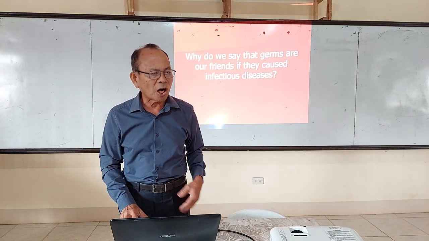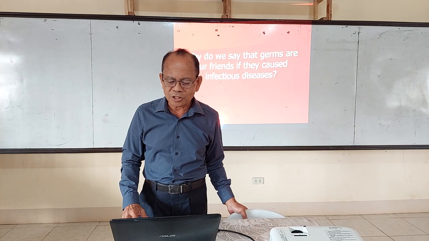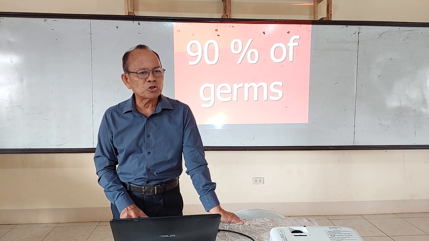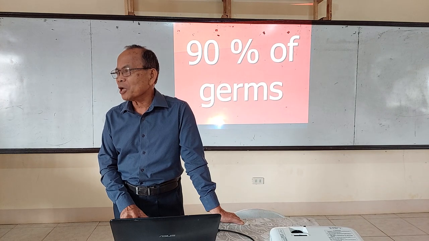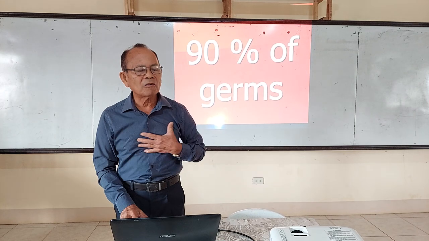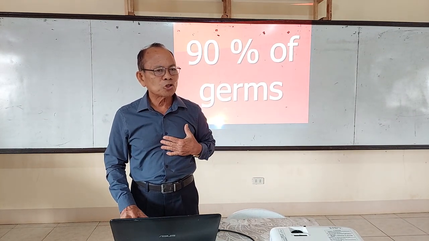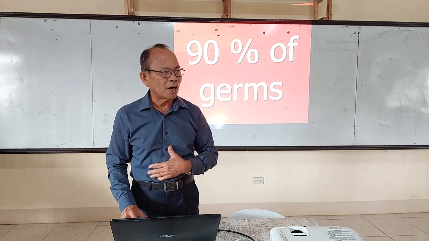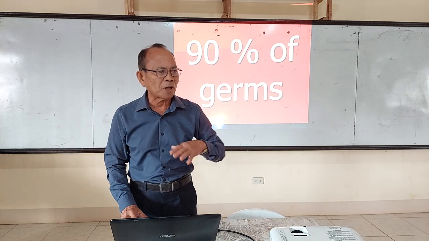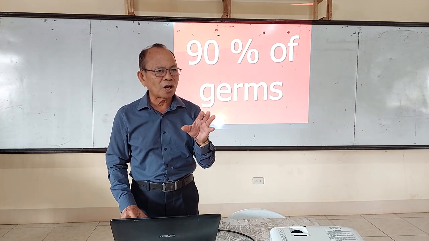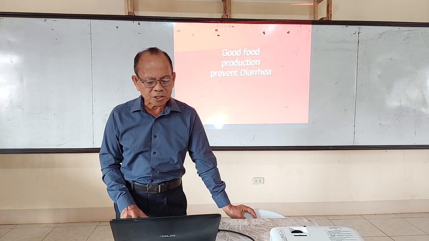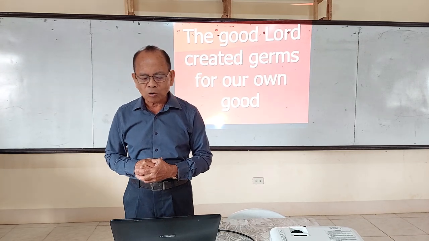And why do we say that germs are our friends in our title? If they cause infectious diseases, why do you say that germs are our friends? Ladies and gentlemen, 90% of germs actually are friendly. Only 10% could hassle us. And they could only hassle us, especially if they are in the wrong location. Our lungs are not the right place for microorganisms. So when they enter that location, then you have a problem. You may have pneumonia. And in our stomach, there are some bacteria. And you know, when you take antibiotics, sometimes you have some problem. Why? Because antibiotics will not distinguish the good bacteria from the bad bacteria. Okay? So good bacteria prevent diarrhea in the stomach. And the good Lord created germs for our own good. Amen?